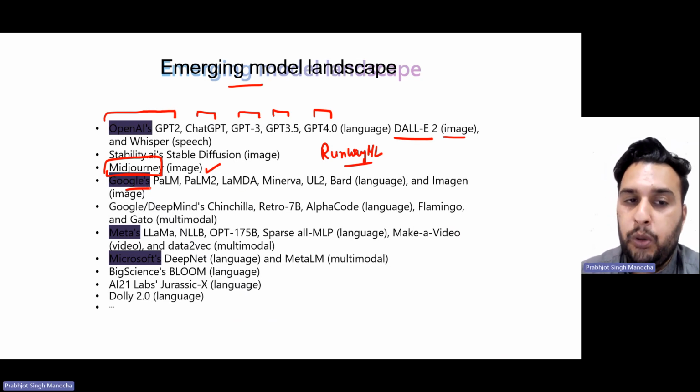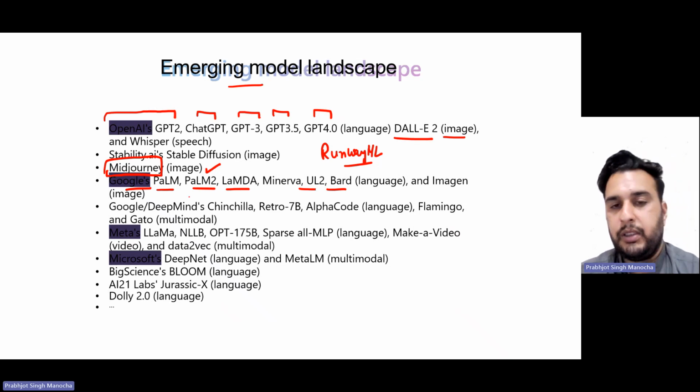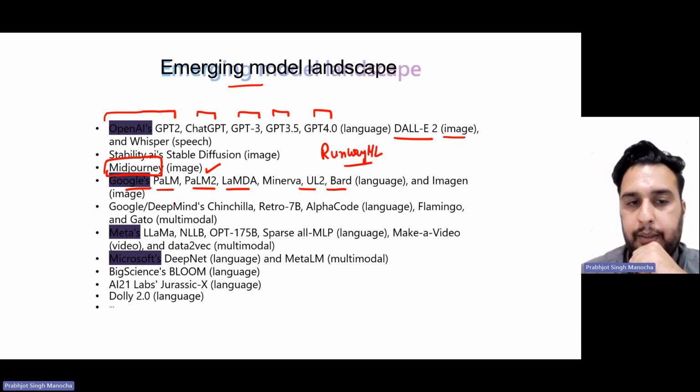So we have Google's PaLM, PaLM 2, LaMDA, UL2, Bard, and many other tools which are available, and these language models are being used in order to generate that. So these are the emerging model landscapes which are helping us in generating all those data, right?